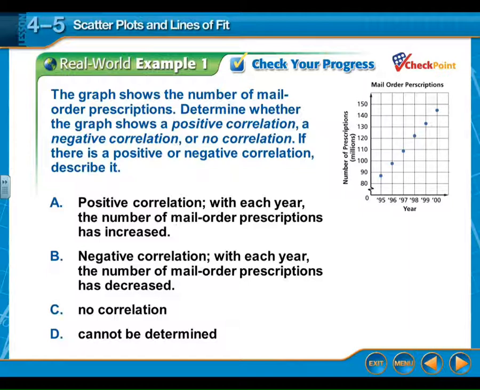So let's read our options here. A, positive correlation with each year. The number of mail order prescriptions has increased. I agree, but I want to read all of my options because that's a good test strategy. Negative correlation with each year. The number of mail order prescriptions has decreased. No correlation or cannot be determined. Well, I definitely think it's a positive correlation.